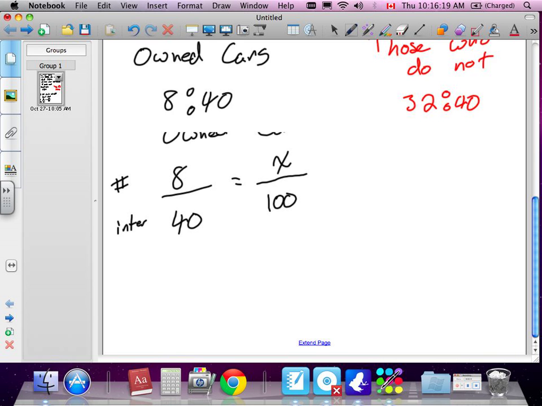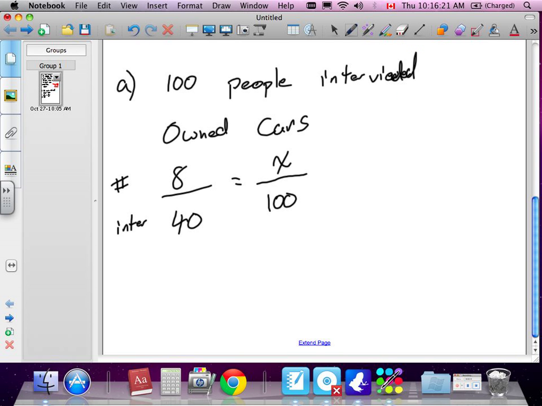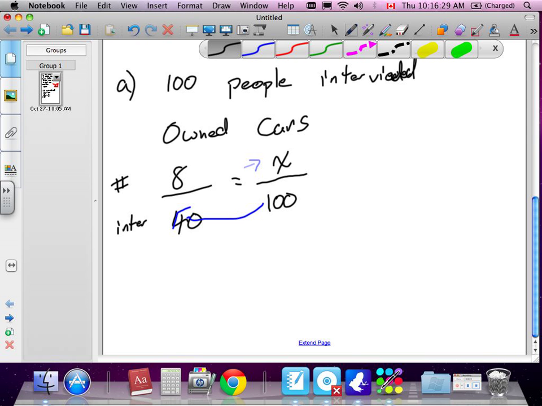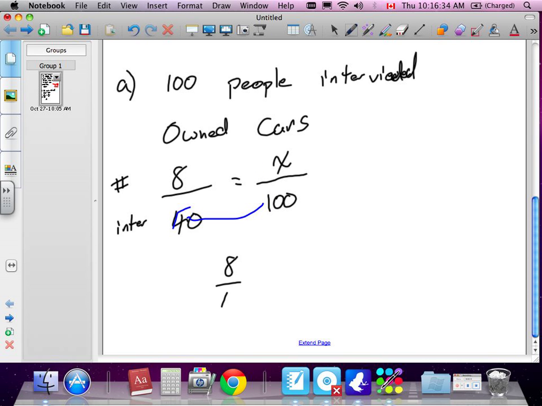I need to isolate X. So what would I do in this instance? What do I do with the 100? So I move it over. To move it over, I would be multiplying. So we have 8 divided by 40 times 100, okay, is equal to X.